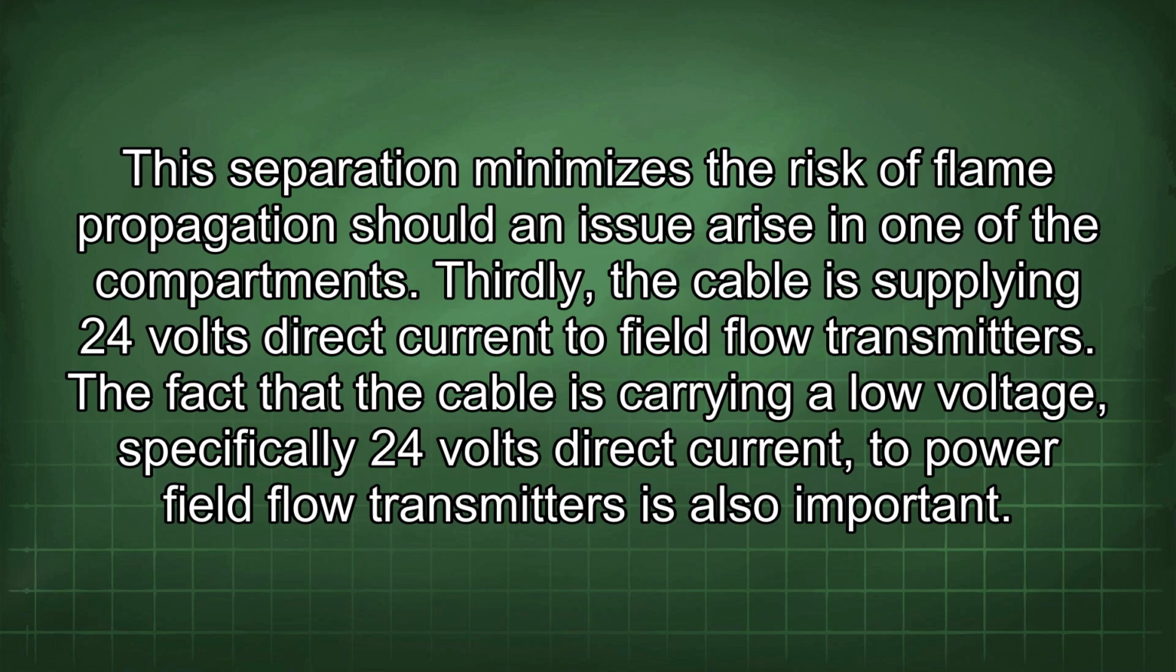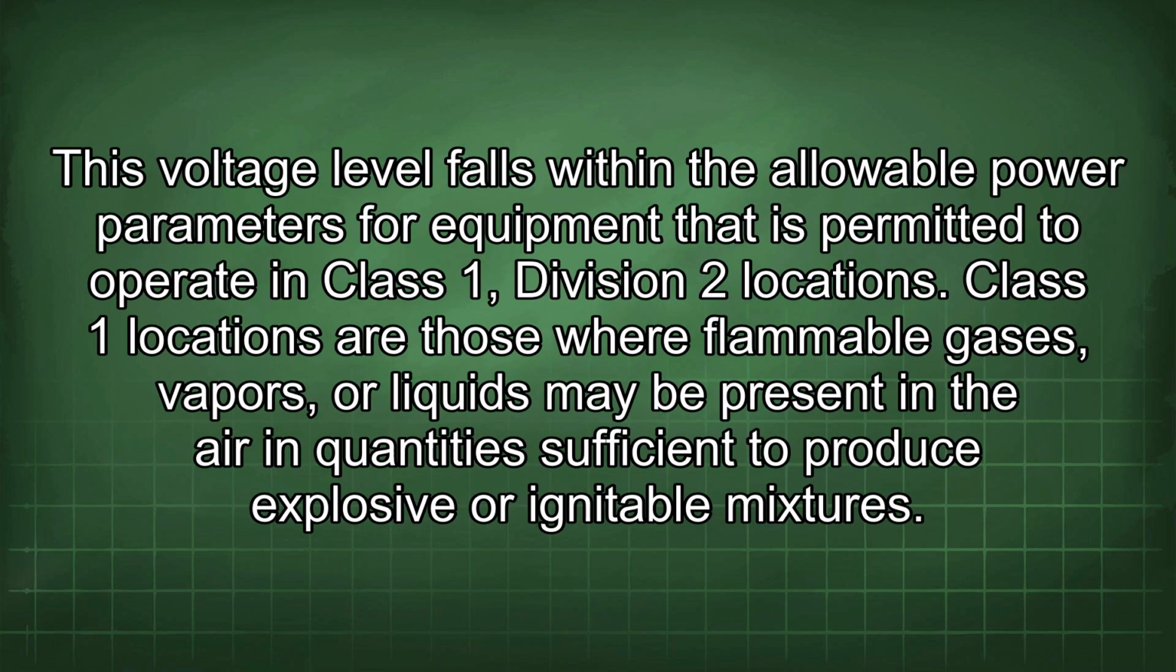Thirdly, the cable is supplying 24 volts direct current to field flow transmitters. The fact that the cable is carrying a low voltage, specifically 24 volts direct current to power field flow transmitters, is also important. This voltage level falls within the allowable power parameters for equipment that is permitted to operate in Class 1, Division 2 locations.